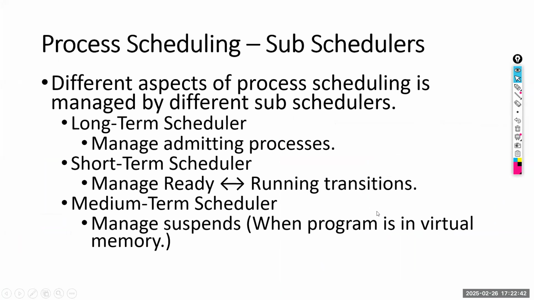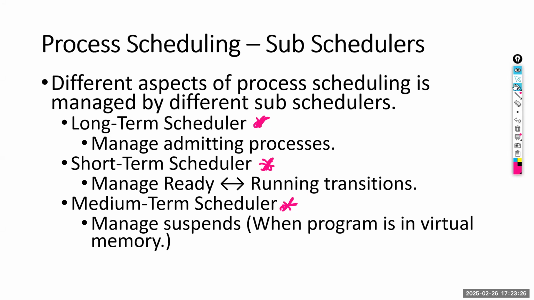Right. So as I told you, the process scheduling is done not by one scheduler program, but by three scheduler programs. What are those three schedulers? We call them long-term scheduler, short-term scheduler, medium-term scheduler. So that means these process state transitions are done by three schedulers in the OS rather than one scheduler. Right. So what are those three schedulers? Long-term scheduler, short-term scheduler, medium-term scheduler.